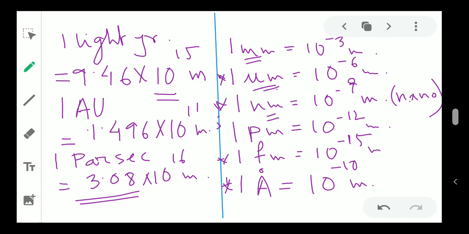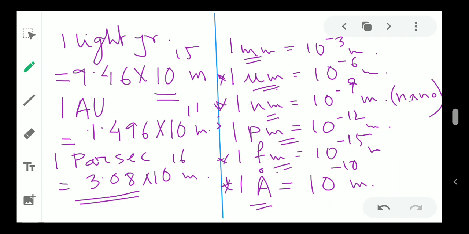Talking about atomic size, atomic size is nearly, not exactly, but lesser than this. Pico, nearly, I'm not saying exactly. Fermi means the size of the nucleus. You know what the nucleus is? The center, the positive charge center of an atom, where your protons and neutrons are bound together. So that size is nearly 10 to the power minus 15.